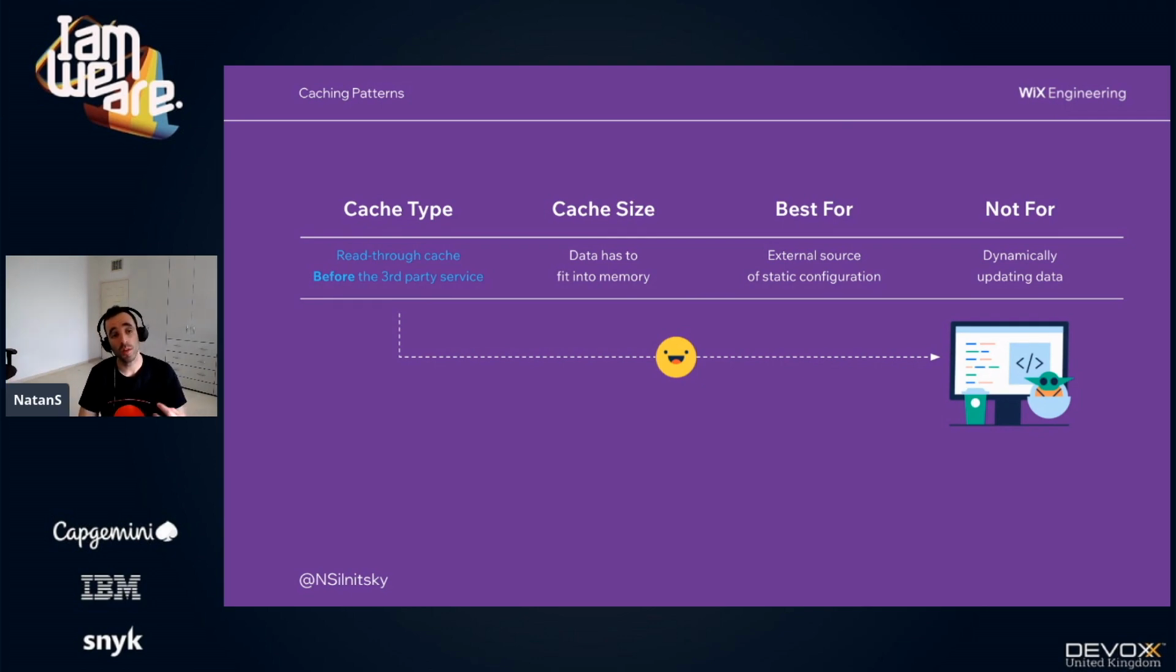So they put a read-through cache like this, like Koboshi, before the third-party service. Now, it's important to understand that you can only use this type of cache if the data can fit into memory. If you have terabytes of data that you need to load at the startup, that may be a problem, so this won't be a good fit. But if your data can easily fit into memory, then it's really a good fit. Like I said, it's best used for external source of static configuration.